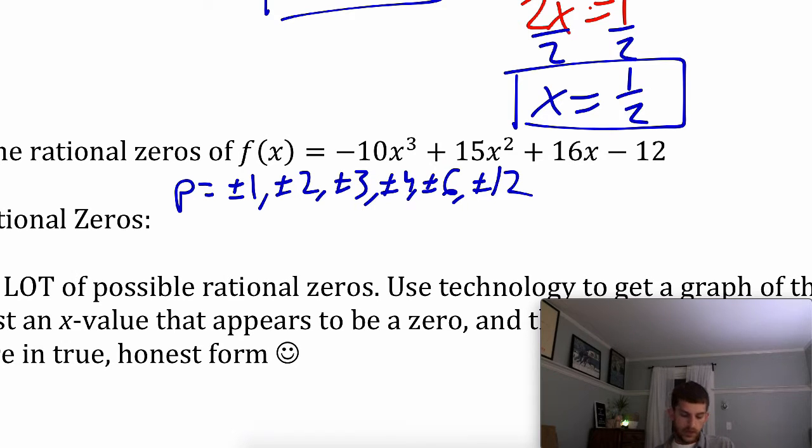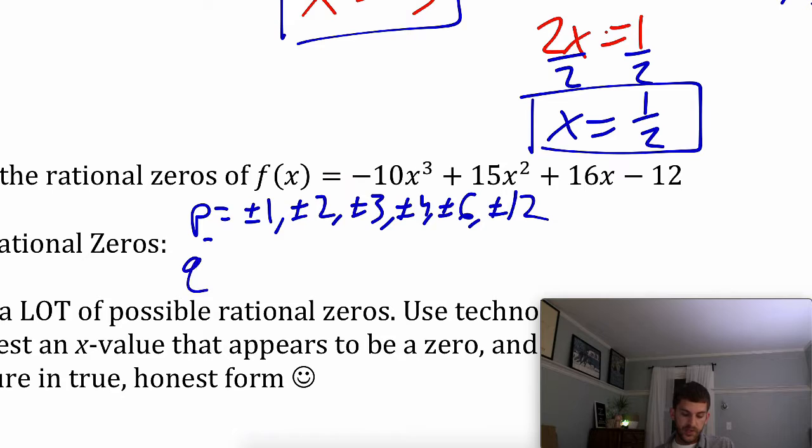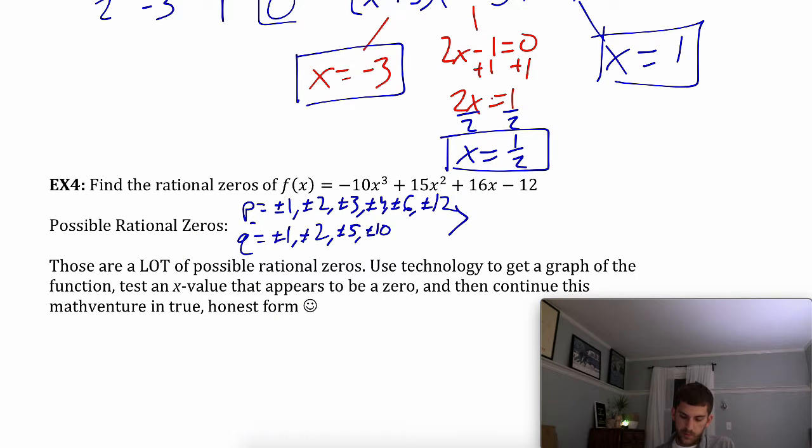Yikes. Our q's are factors of our leading coefficient. Our leading coefficient is -10, so you got 1, 2, 5, and 10. So unfortunately, we have a lot of different p over q values. We're going to do each of the p values divided by each of the q values. Let's start with just the 1 to start.